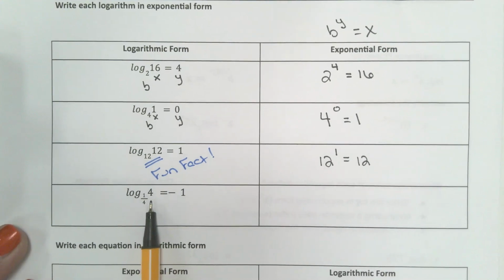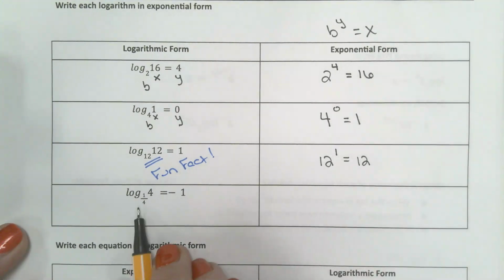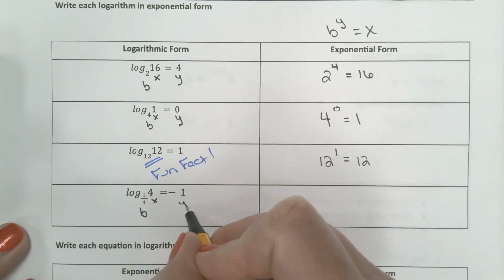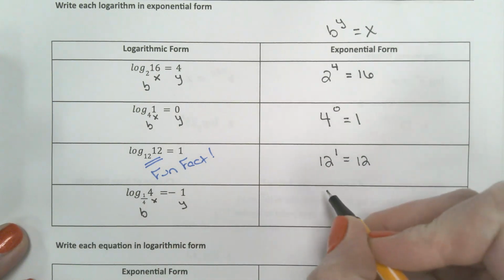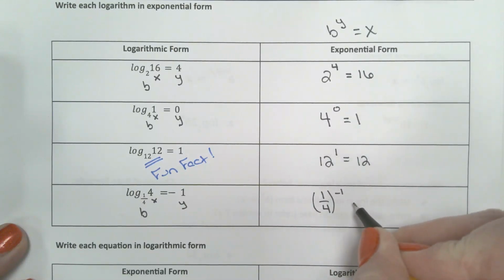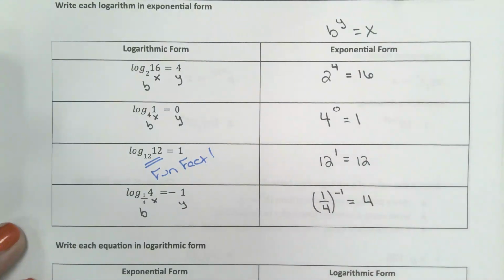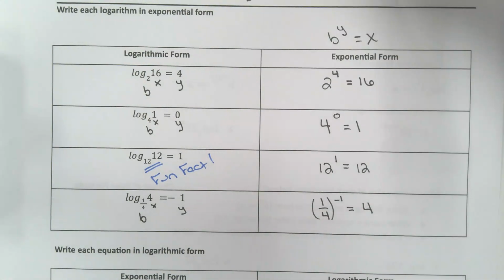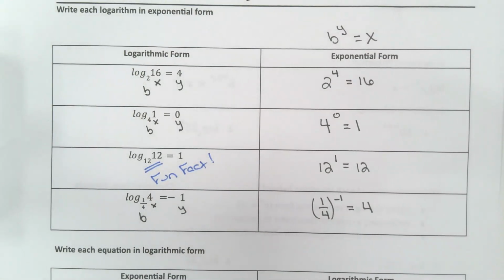And then once again we have fractions, and so there's my b, there's my x, and there's my y. So this says 1/4 to the negative 1 equals 4. And you can put that in your calculator and find that that is a true statement. So this is how we go from log to exponential.